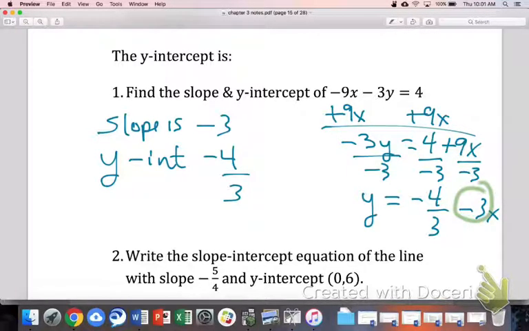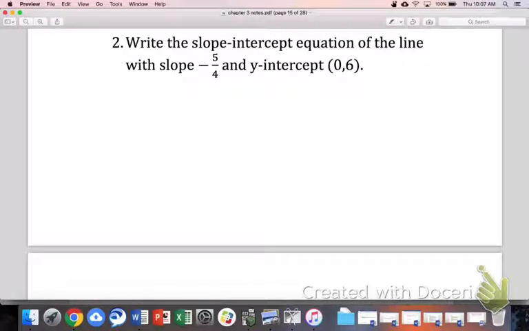Let's do this. I'm going to call it somewhat of an audible here. Let's do this at the board. Did really well. Okay. Number 2 says write the slope-intercept equation of the line that has a slope of -5/4 and a y-intercept of 0,6.